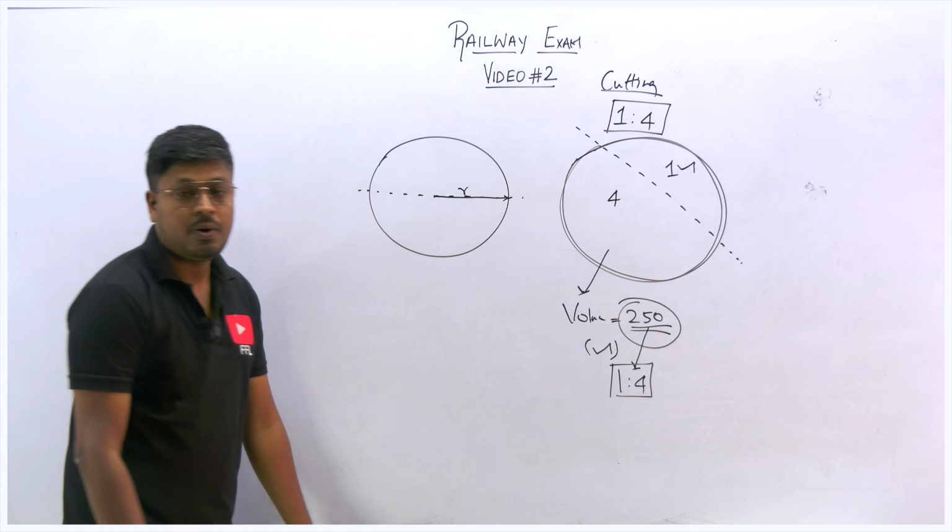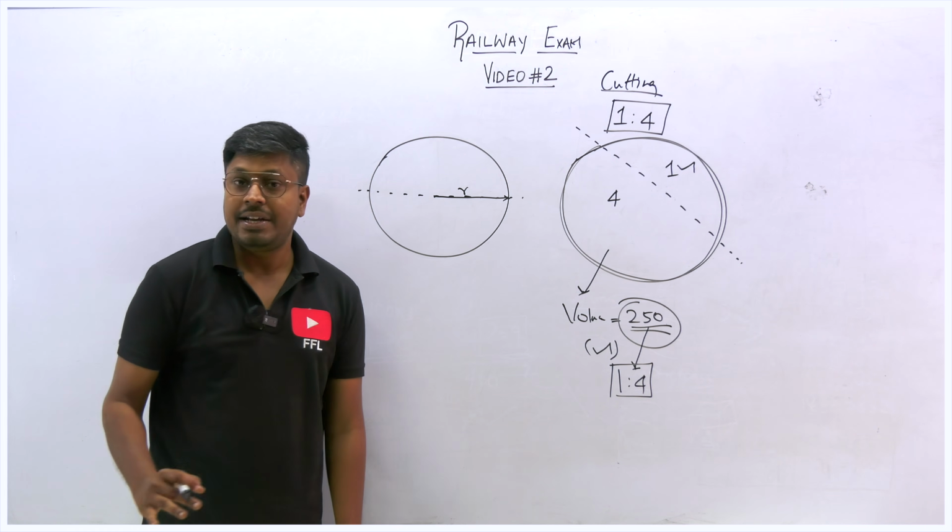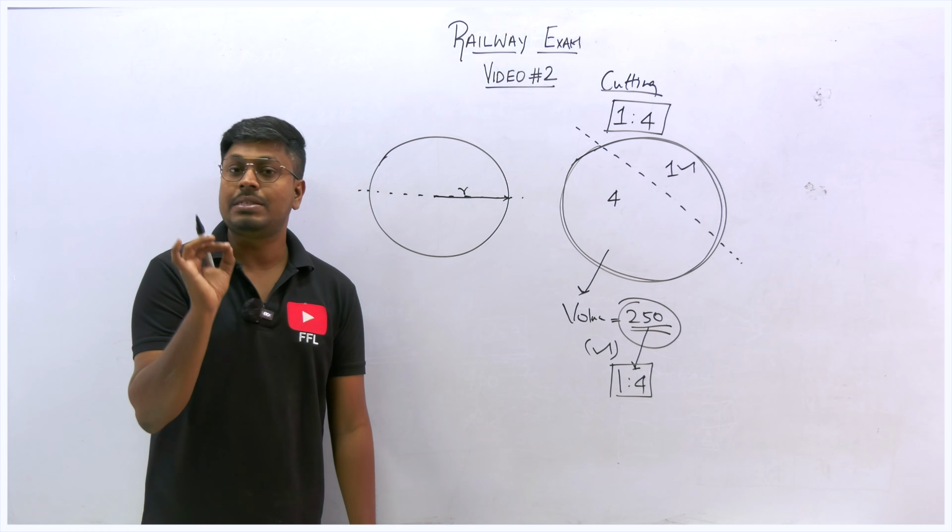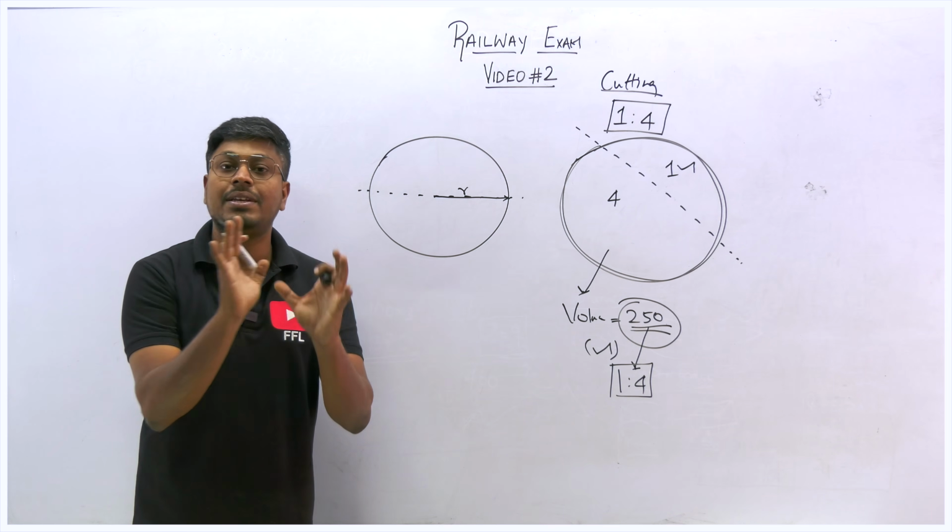So friends, understood or not, right? If you see a question about cutting a shape into two parts, the first target is always to find the total volume of the given shape, right?